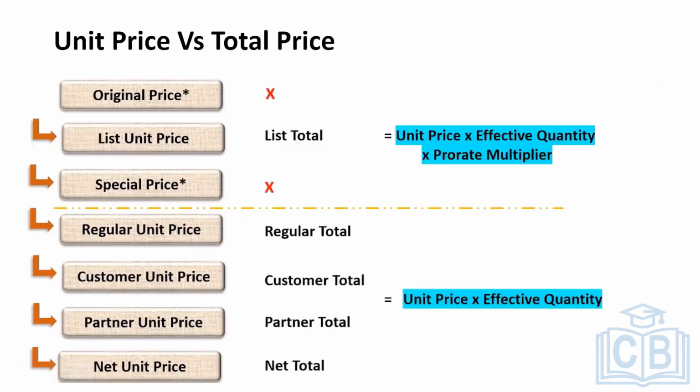So I'll show you from here. Suppose original price, list unit price, and the special price. Whenever the list total is going to be calculated, the prorate multiplier will get multiplied with this, whereas it will not multiply with the regular, customer, partner, and net unit price. Sorry, it is written wrong here. It will come here, oh, it's minus. So the prorate multiplier will come in here in the regular, customer, partner, net price. And in the list total, you will not have that prorate multiplier, list unit price basically.